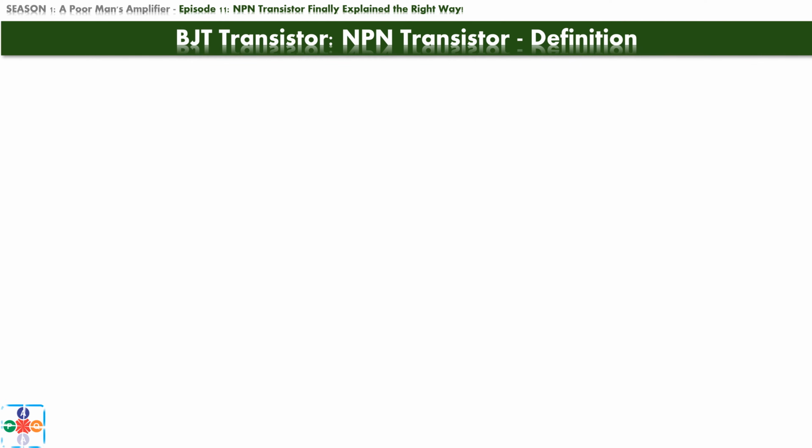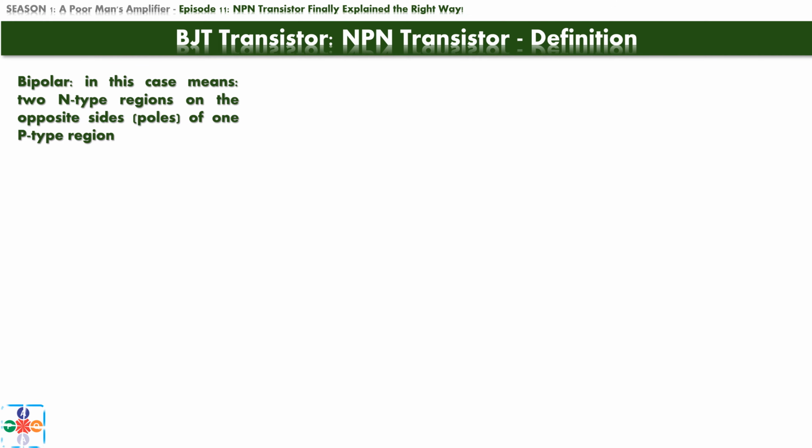Let's start with basics, the definitions. An NPN transistor is one type from a large group of what is called bipolar junction transistors. Bipolar junction means that the transistor is composed of one P region, sandwiched between two N regions, hence the name, NPN.